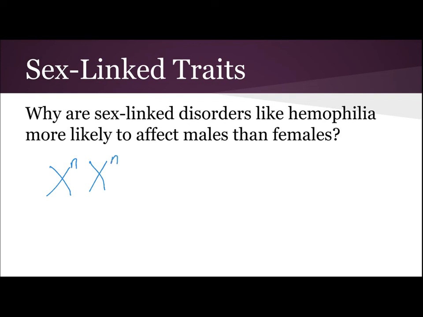She would have to get 1 copy from her dad and 1 copy from her mom in order to actually have the disorder. The male, however, only has 1 copy of the gene. So for the male, it only takes 1 copy of that gene for him to have the disorder. He only has to get it from his mom. So essentially, the female has to have bad luck and get 2 bad alleles, where the male only needs to have 1 in order to have the disorder. So for that reason, it's much more likely for a male to be affected by the condition than a female.